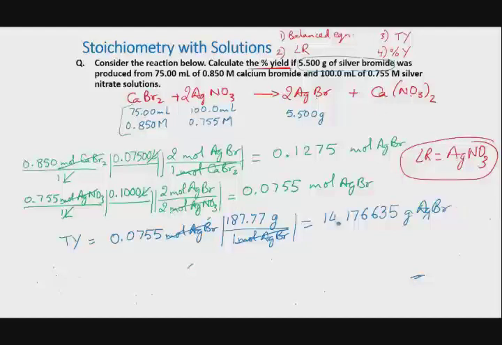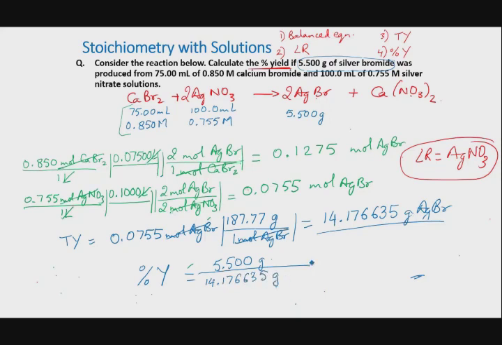That's the theoretical yield. Therefore, percent yield equals actual yield given, 5.500 grams, divided by theoretical yield, 14.176635 grams, times 100, which leads us to 38.79623056%. Now this needs to be rounded to 3 significant figures, which gives us 38.8% yield.